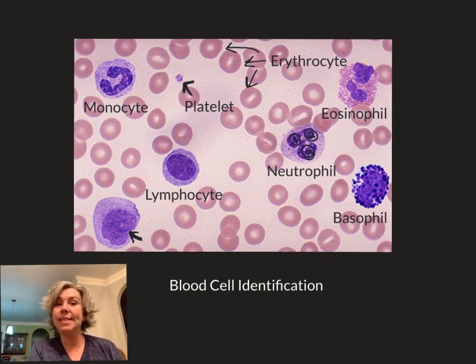Basophils secrete histamine, which contributes to the inflammatory response. And the eosinophils I mentioned earlier, they tend to increase in number during parasite infections. So be able to identify all of these different types of blood cells.